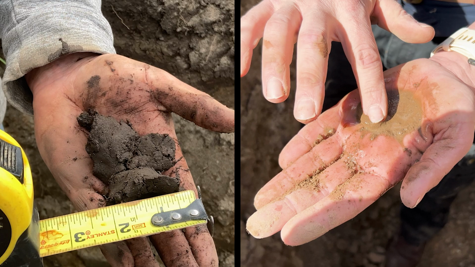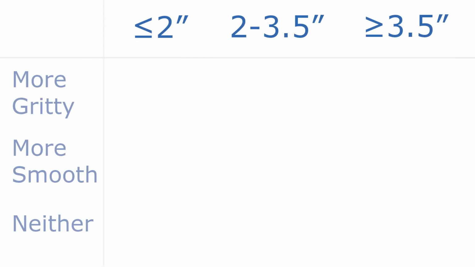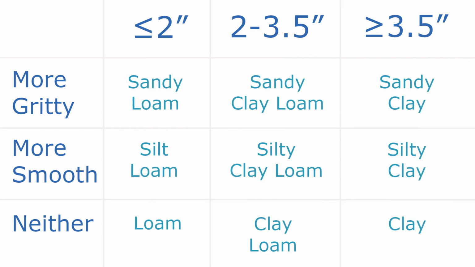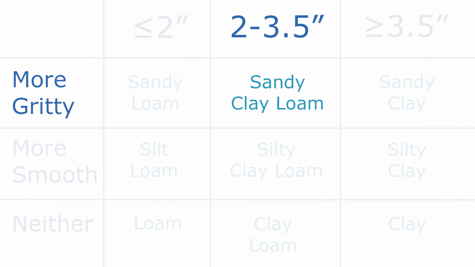Now we are going to put the ribbon length and the feeling together to figure out what the name of the soil texture is. Match up the ribbon length at the top of this chart with the feeling you had on the side of the chart and see what texture has these characteristics. For example, if you had a ribbon length of 3 inches, which would be the middle column, and the soil felt very gritty, which is the top row, then this soil would be called a sandy clay loam.